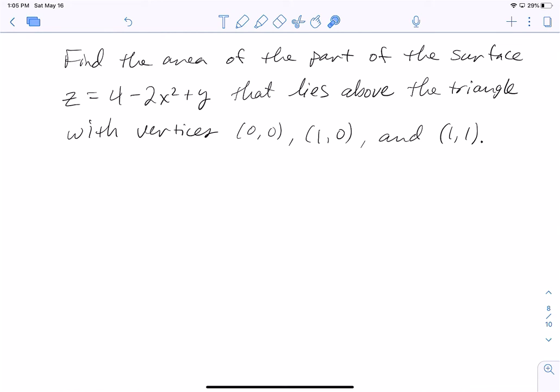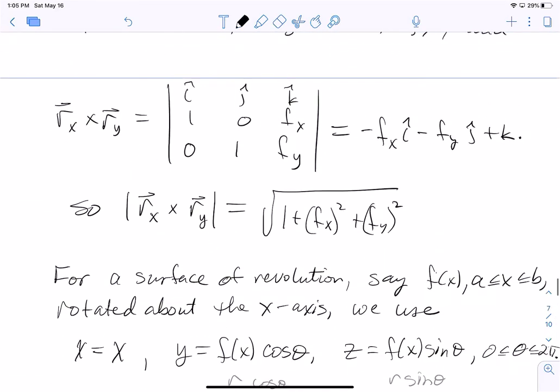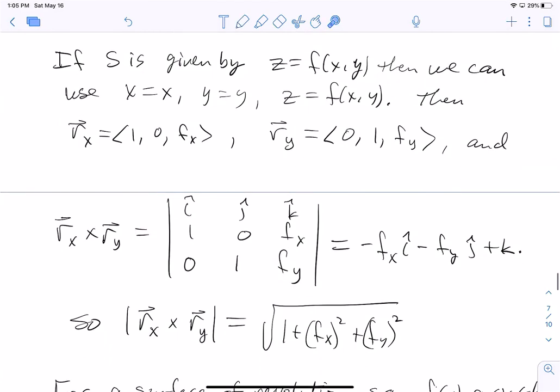Here we're going to find the area of the part of the surface z equals 4 minus 2x squared plus y that lies above a triangle that has vertices (0, 0), (1, 0), and (1, 1). From an earlier video, we have a formula that we can use if our surface S is given by z as a function of x and y.